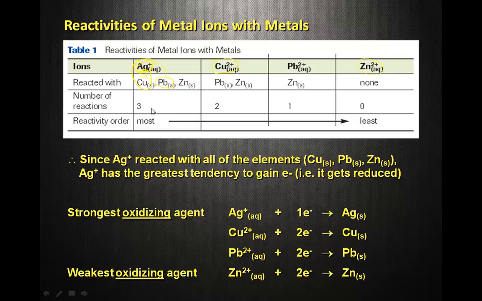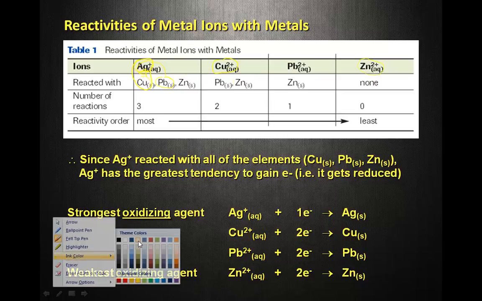And that explains why there is a number of reactions. So the reactivity order, and this is what you guys did last year, was the reactivity series. Ag+ was the most reactive. It caused the most reactions to occur, and Zn+2 caused the least, which in this case was none. I'm not sure if you have to write that in your notes right now, but since Ag+ reacts with all the elements, Cu solid, Pb solid, and Zn solid, it has the greatest tendency to gain electrons. In other words, it is getting reduced. Remember, if you gain electrons, you become reduced.